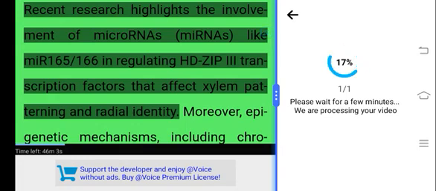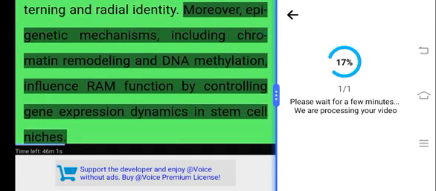Recent research highlights the involvement of microRNAs, like miR165/166, in regulating HD-ZIP III transcription factors that affect xylem patterning and radial identity. Moreover, epigenetic mechanisms, including chromatin remodeling and DNA methylation, influence RAM function by controlling gene expression dynamics in stem cell niches.